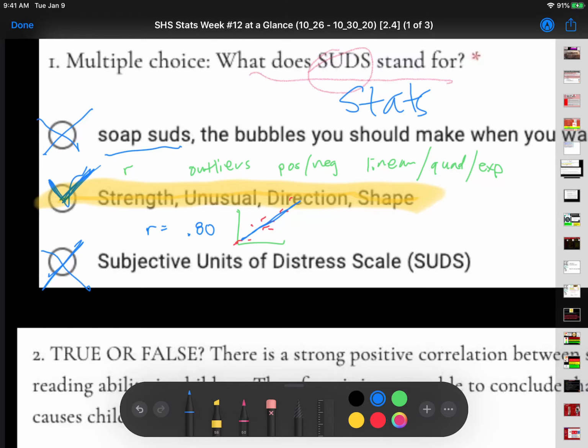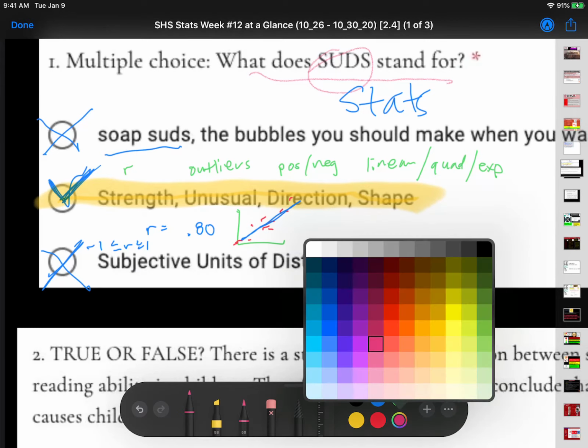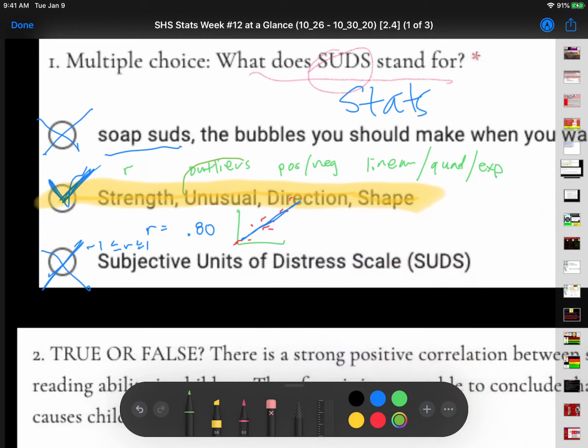Remember, it has to be between -1 and 1. Outliers would have been something unusual, maybe a point like way over there, but we don't have something like that. And then direction, just like slope back in Algebra 1 or Math 3 or whenever you've taken it, it's positive. Does that make sense? And then this one is linear. So that's question number 1.